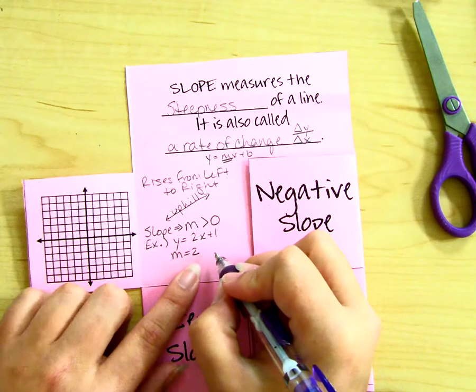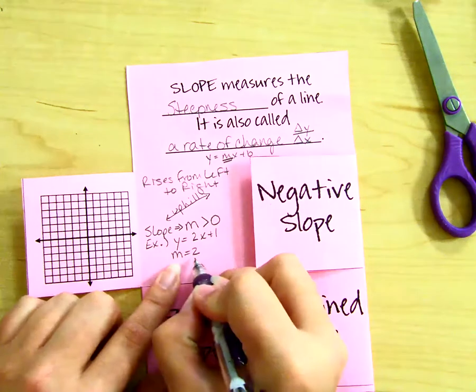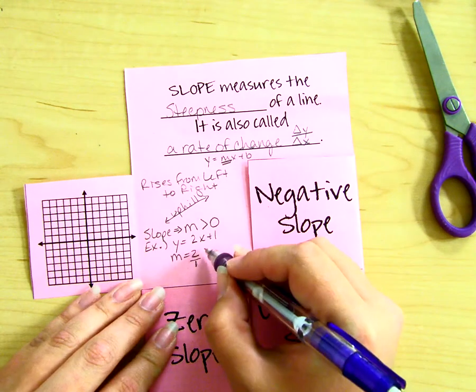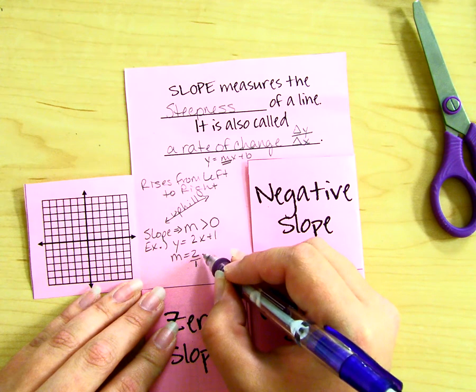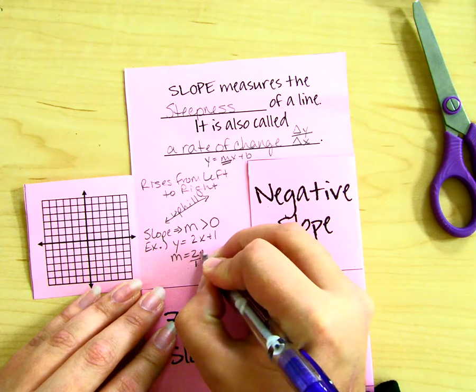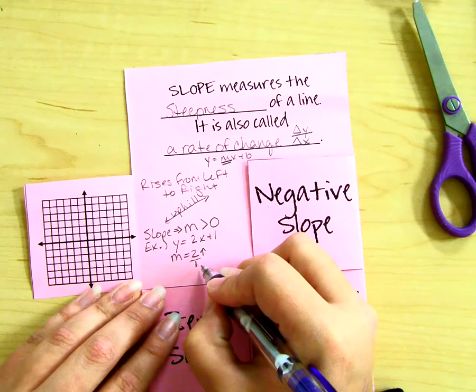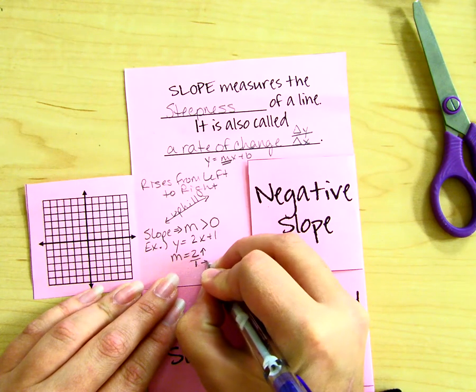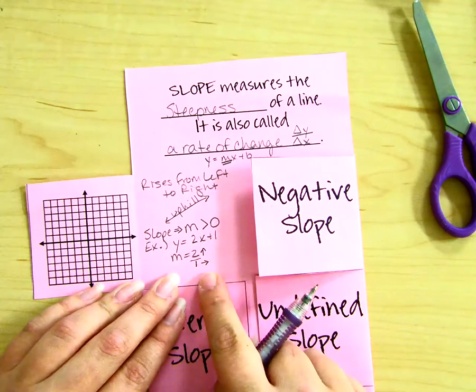Now if we represent 2 as a fraction, that's like saying 2 over 1. And the top part is the change in y, so that's how we go up or down. Since it's a positive 2, we go up 2. And on the bottom, that's our left or right, that's our change in x. So in this case, it's a 1, so we go to the right 1. And that's how you'll graph the points.